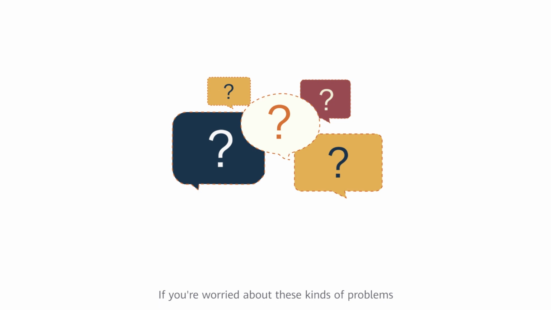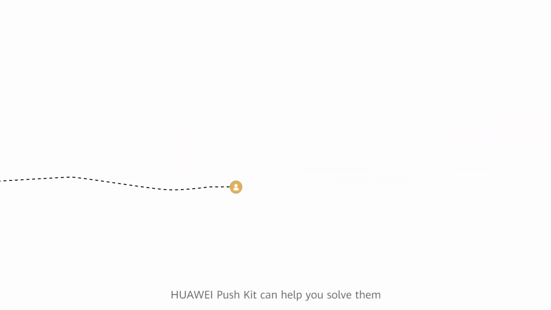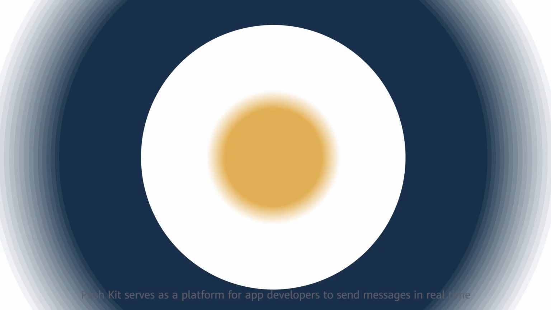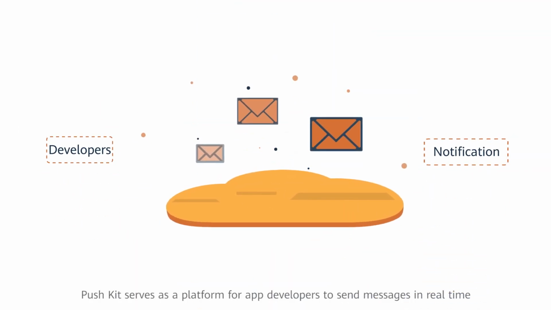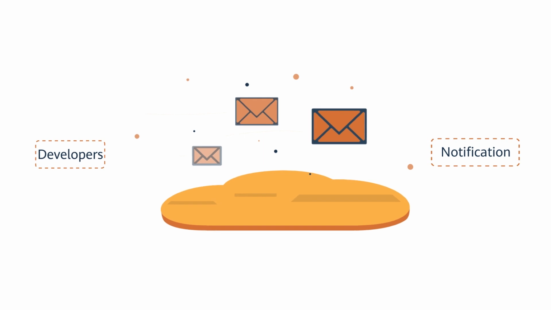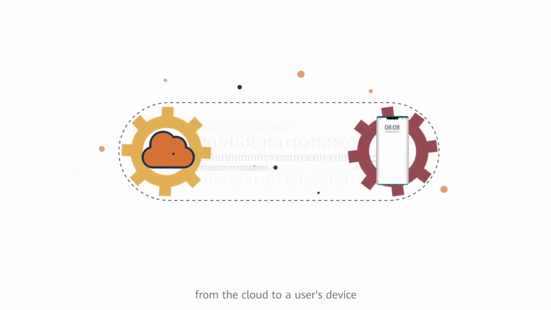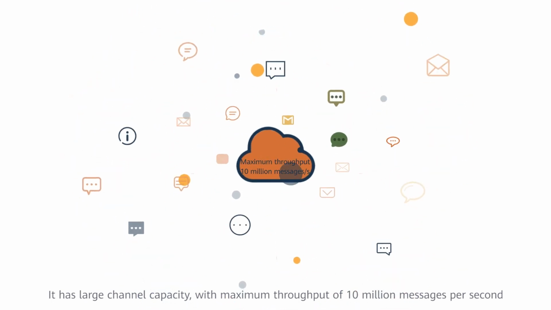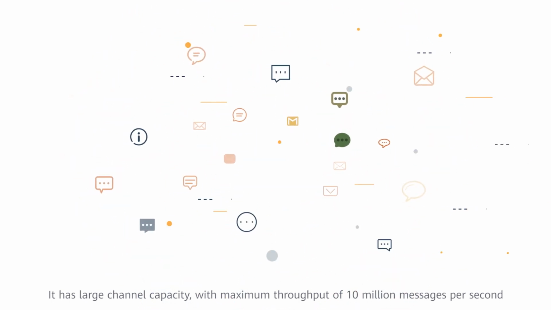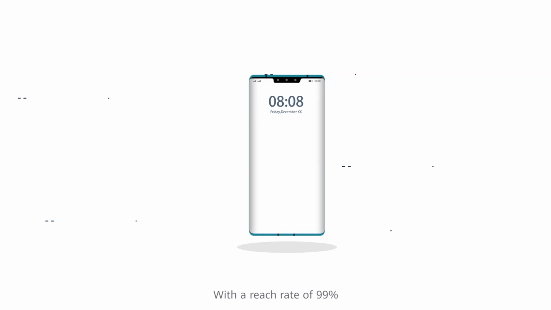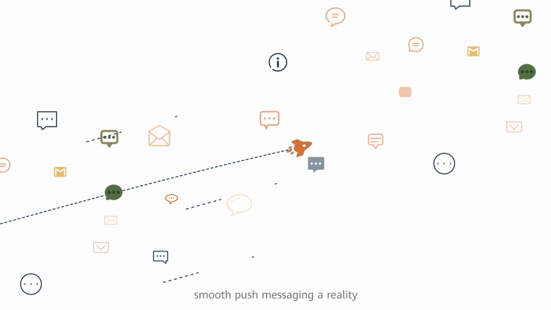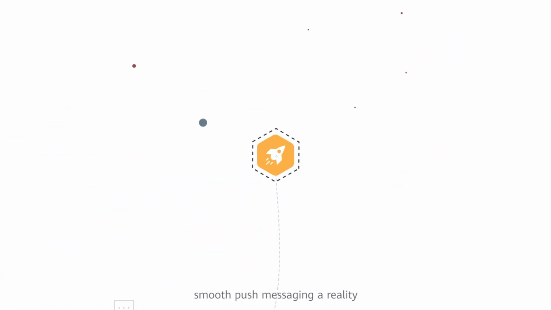If you're worried about these kinds of problems, HUAWEI Push Kit can help you solve them. Push Kit serves as a platform for app developers to send messages in real time, from the cloud to a user's device. It has large channel capacity with maximum throughput of 10 million messages per second. With a reach rate of 99%, Push Kit makes rapid, smooth push messaging a reality.